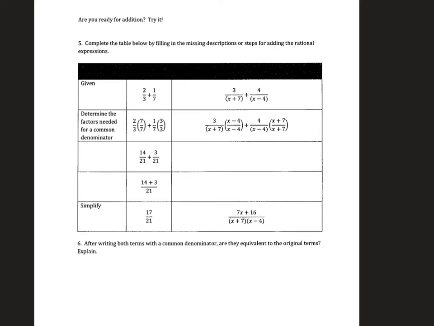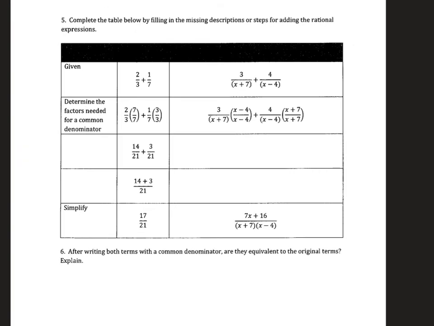And they give us some examples with numbers, such as 2/3 plus 1/7. And the first step is to determine the factors needed for a common denominator. So typically what we will do is we will multiply each fraction by the denominator of the other fraction, but we have to do it both on top and on bottom so that we don't change the value. We're just changing the way that it looks, but not changing what it's equal to. So 7/7 will change what it looks like, but it won't change the value because we're just multiplying by 1.